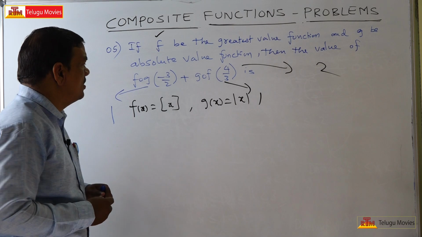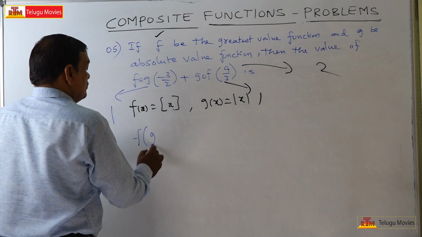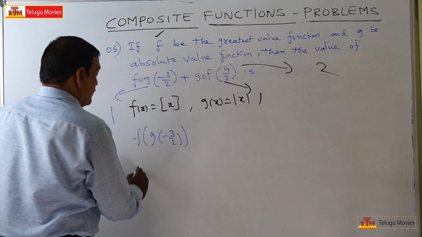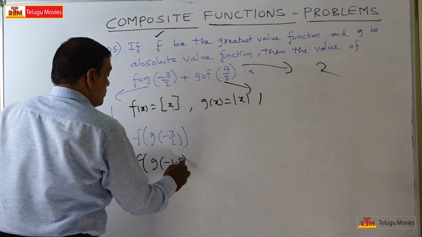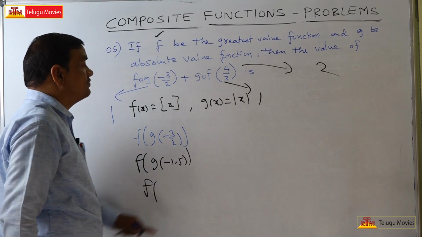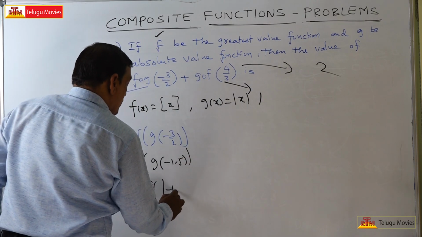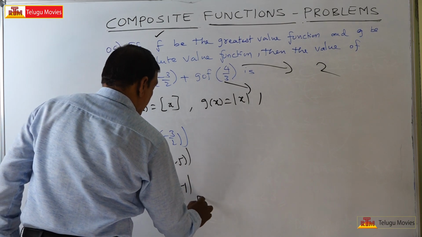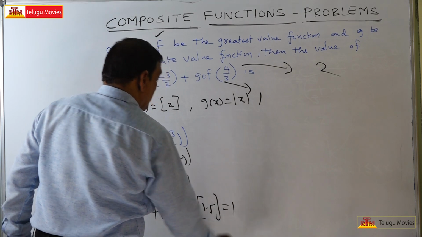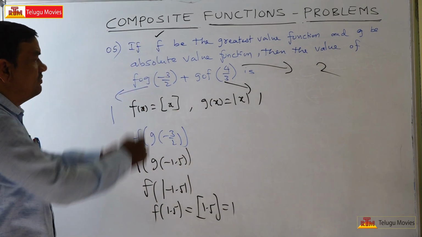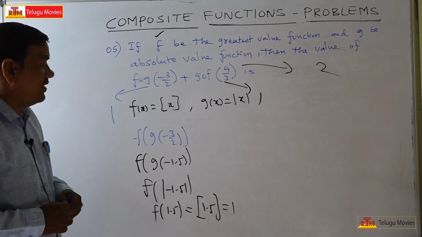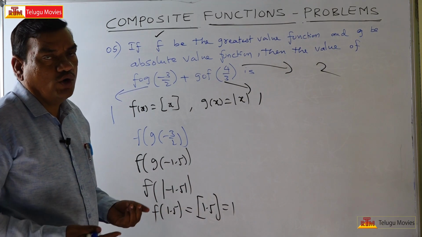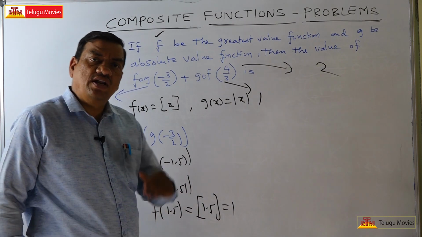If you want to do the problem stepwise, f of g of minus 3 by 2 is equal to f of g of minus 1.5. G of minus 1.5 means modulus of minus 1.5, that is 1.5. So this is the step of 1.5, which is equal to 1. Similarly we can do g circle f of 4 by 3. Without using pen and paper you can do this problem. I hope you understand this solution. Let us go to the next problem.